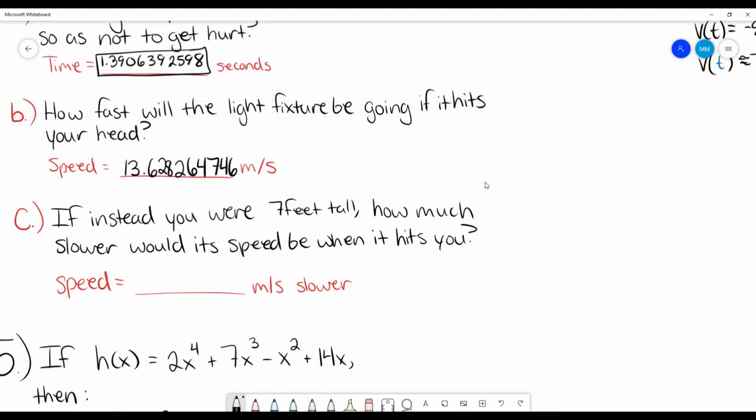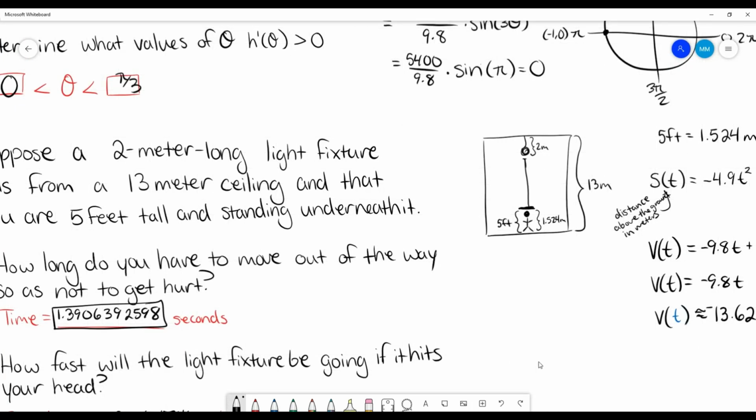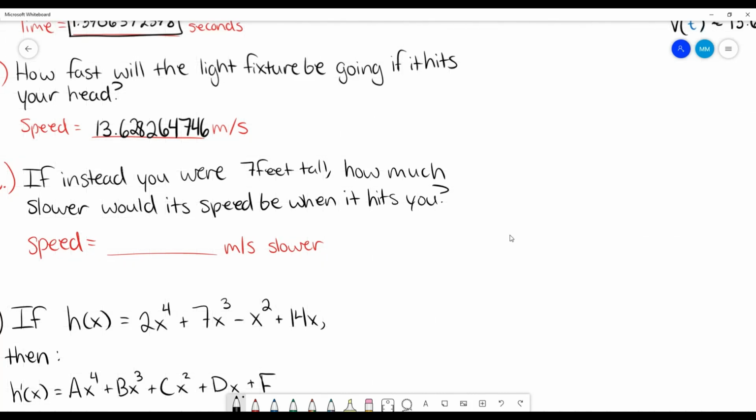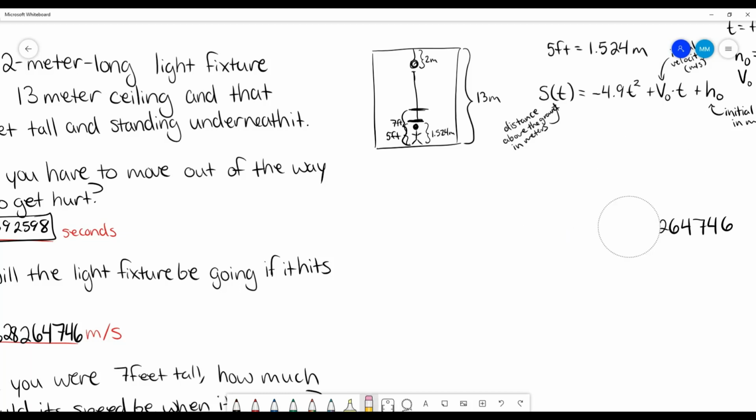Yeah. So then it says if instead we were 7 feet tall instead of this little 5 feet here, how much slower would its speed be when it hits you? The reason we know that it's slower is because if I'm 7 feet, it's going to have less time to make its way down to hit me, which means it's accelerating at the speed of gravity for less time, so it doesn't get to be as fast by the point it hits me.